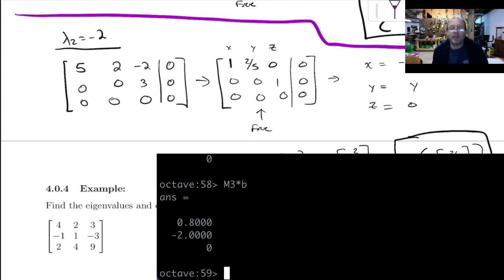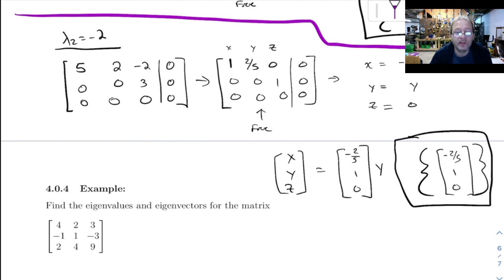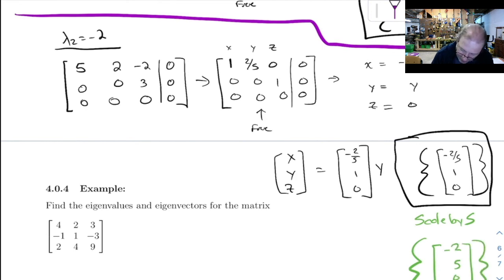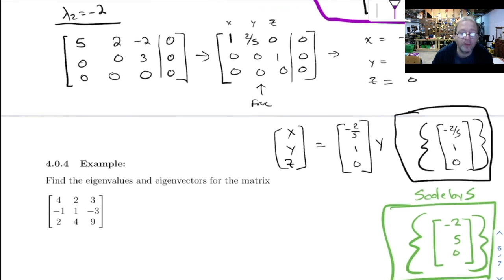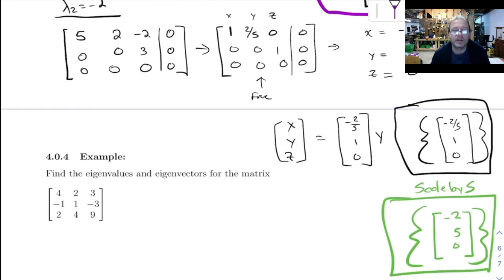Now, there's one other thing I want to say before we end this example. I've got the vector written out as negative 2/5, 1, 0, but you don't have to leave it like that. You know, this is a basis of the eigenspace. So if you wanted to, instead of writing this out, you could scale it by any number. So it might make sense to scale by 5 and then write your answer as negative 2, 5, 0. Because when you're dealing with the basis, a multiple is just as good as the original. So you could write your answer as either one of these, and both of them are perfectly fine.